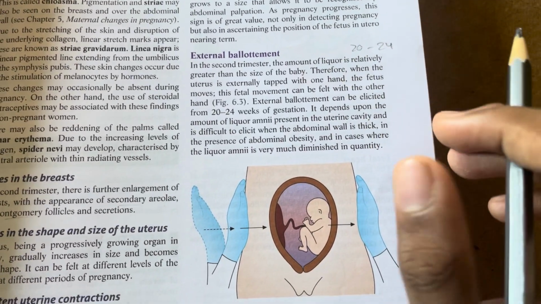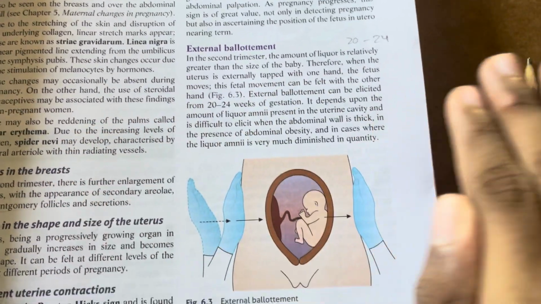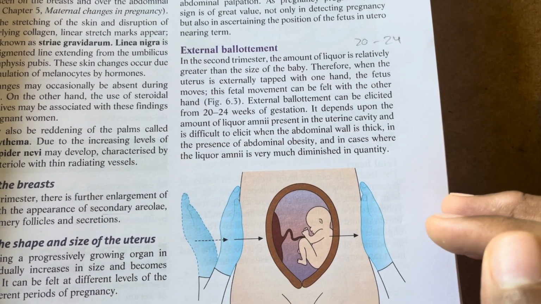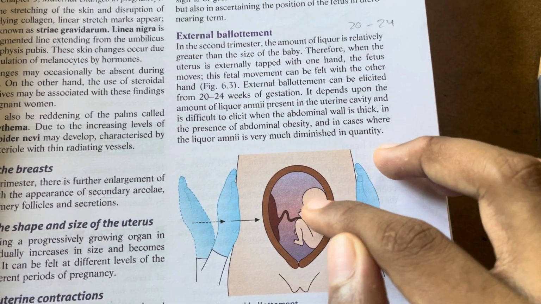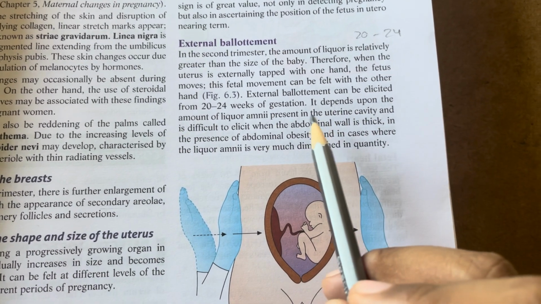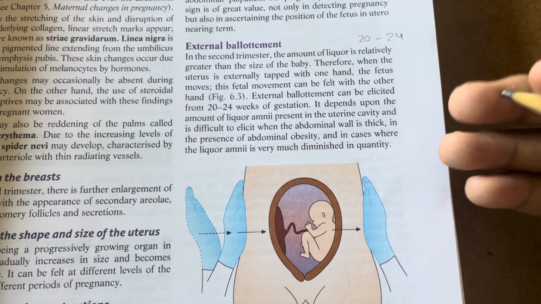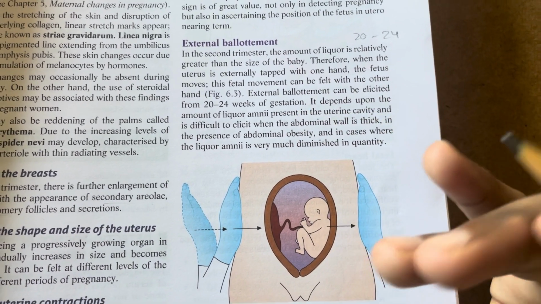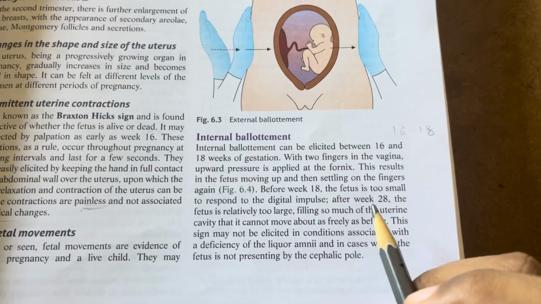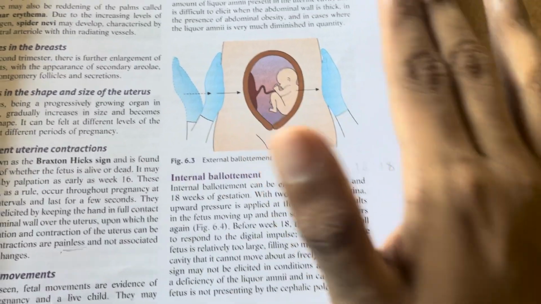External ballottement: basically you put one hand on one side of the abdomen, and you apply some pressure, and then on the other side you can feel the fetus hitting your hand. That is external ballottement. It depends on the amount of liquor present in the uterine cavity, and it is difficult to elicit, especially in obese patients or if the liquor is less, as in cases of oligohydramnios. In internal ballottement, basically you put two fingers in the vagina and apply upward pressure at the fornix.